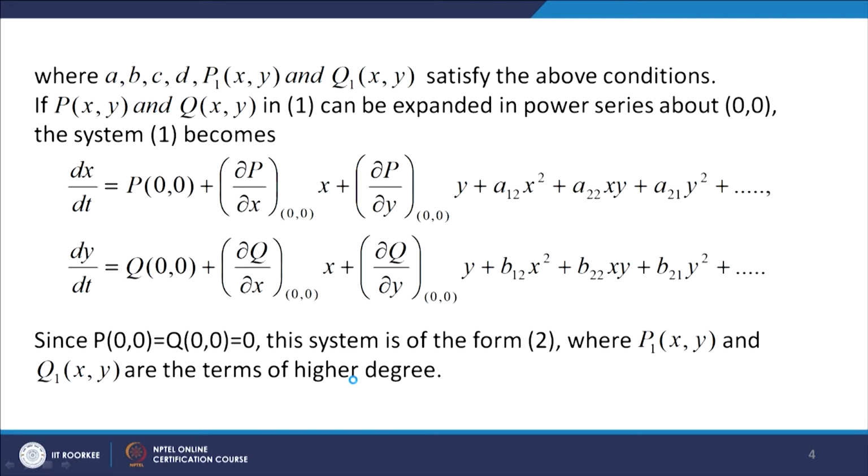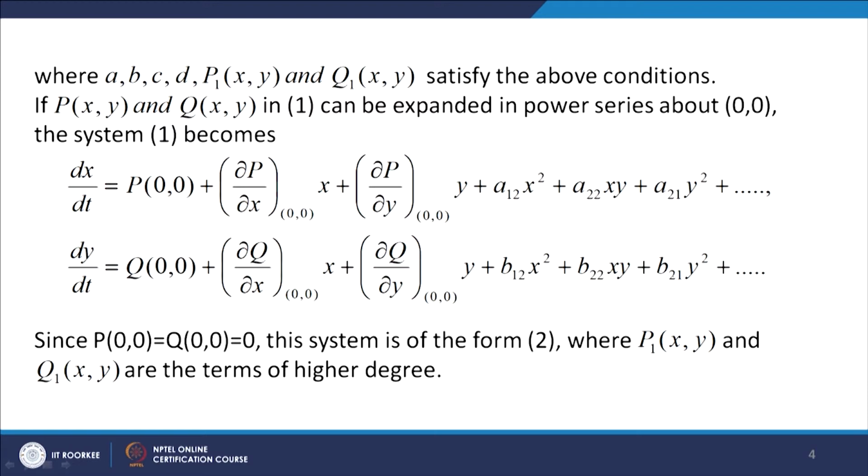Now if P(x,y) and Q(x,y) in the system 1 can be expanded in a power series about the point (0,0), then we can write the system 1 as dx/dt = P(0,0) plus the partial derivative of P with respect to x at (0,0) times x, plus the partial derivative of P with respect to y at (0,0) times y, and then second order terms, so a12 x², a22 xy, a21 y², and then higher order terms. Similarly, dy/dt can be written as Q(0,0) plus the partial derivative of Q with respect to x at (0,0) times x, plus the partial derivative of Q with respect to y at (0,0) times y, and then second order terms, so b12 x², b22 xy plus b21 y², and so on.